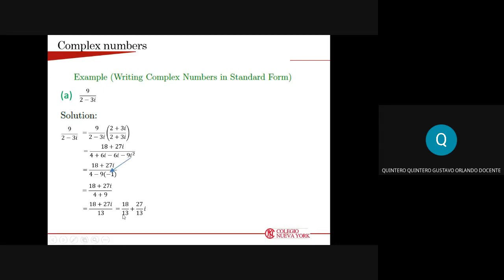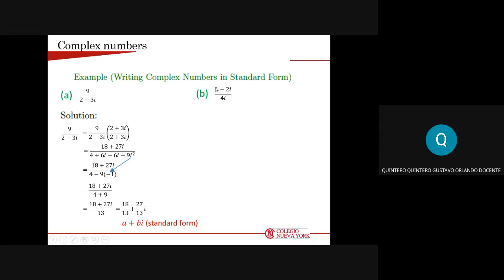And now from here, we can see clearly which are the real part and the imaginary part. The real part will be 18 over 13. The imaginary part will be 27 over 13. This is important because you will take quizzes, exams and classwork where the question will ask you, write the real part and write the imaginary part. So you need to know how to split these two. Here, a plus bi, which is the standard form of every complex number.